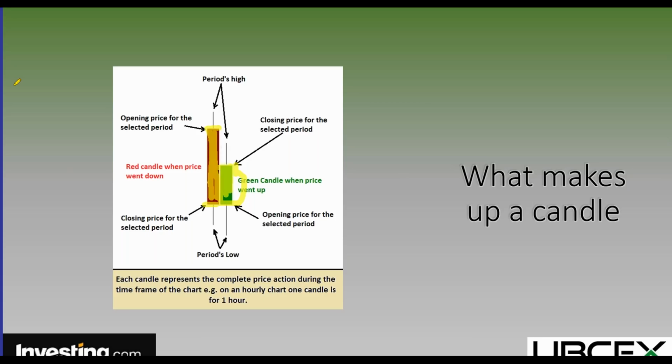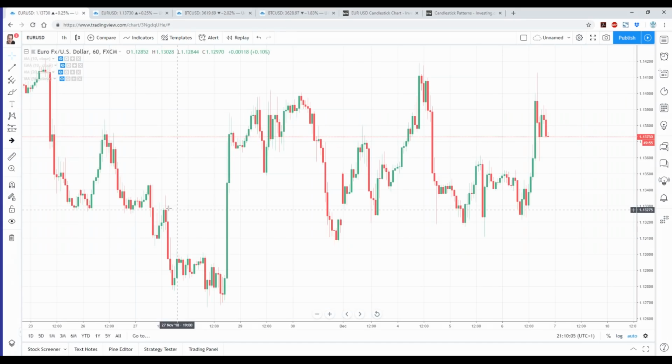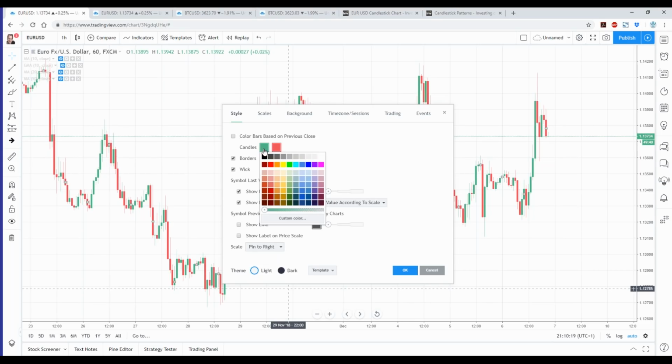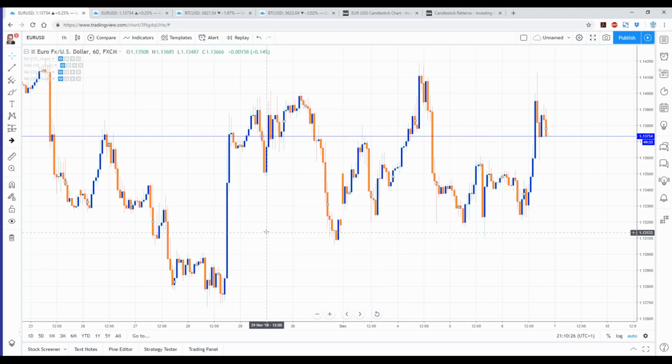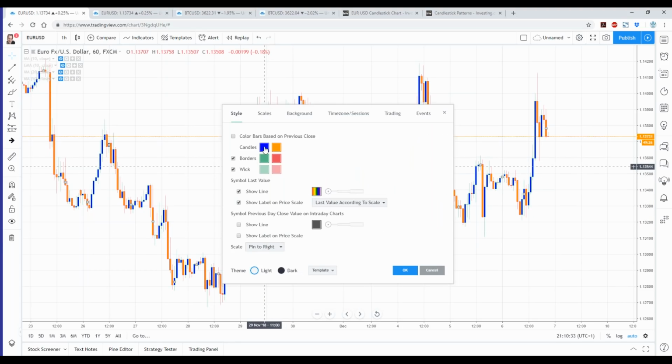So hold on, let me pop up a chart. Okay, let's go over to my Euro US dollar chart. So here we're looking at a candlestick chart. And as you can see, we've set up the candles to be red and green. We could use blue and gold, or blue and orange. As long as we know which one we're using for bearish and which one we're using for bullish, then we're perfectly fine.